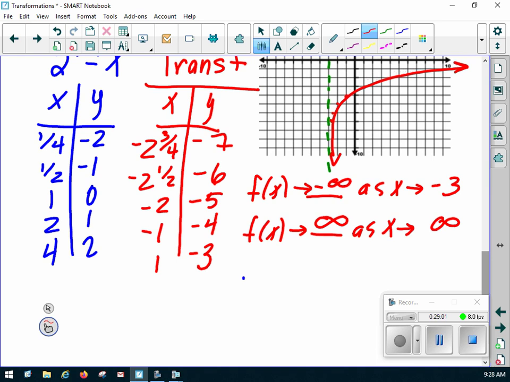If you can do this, you can do anything in Algebra 2. Yes? Yes, I do.